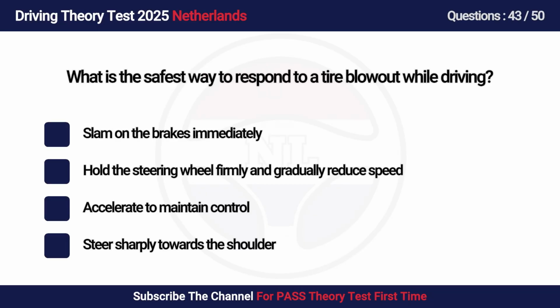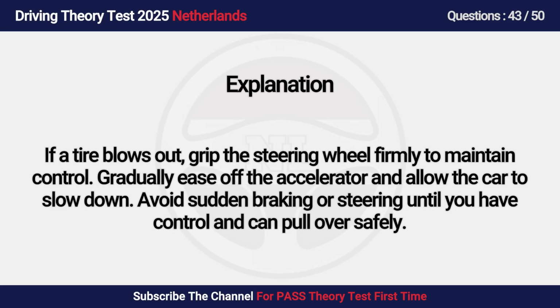Question 43. What is the safest way to respond to a tire blowout while driving? A. Slam on the brakes immediately. B. Hold the steering wheel firmly and gradually reduce speed. C. Accelerate to maintain control. D. Steer sharply towards the shoulder. Answer is B. Hold the steering wheel firmly and gradually reduce speed. If a tire blows out, grip the steering wheel firmly to maintain control. Gradually ease off the accelerator and allow the car to slow down. Avoid sudden braking or steering until you have control and can pull over safely.